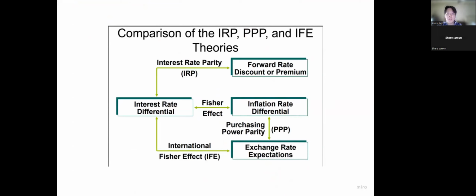PPP explains the rationale of how the inflation rate and exchange rate within countries should be equal over time. So that's why the factor here is the inflation rate differential to the exchange rate expectation. While the Fisher effect explains the rationale of how the interest rate differential will affect the inflation rate differential, and it will affect the foreign exchange rate. So that's why you can see the factor here is the inflation rate to interest rate and interest rate to exchange rate. The last is the interest rate parity.